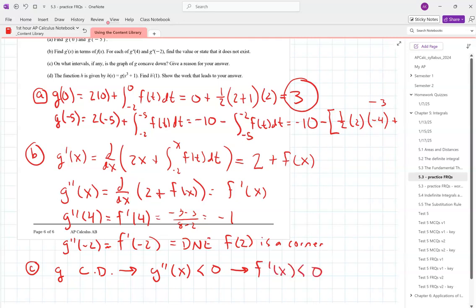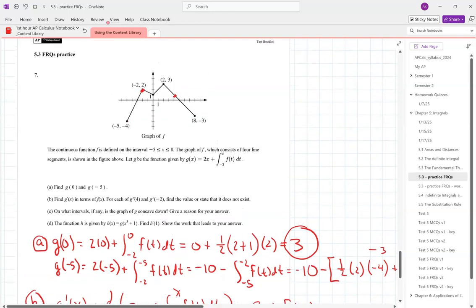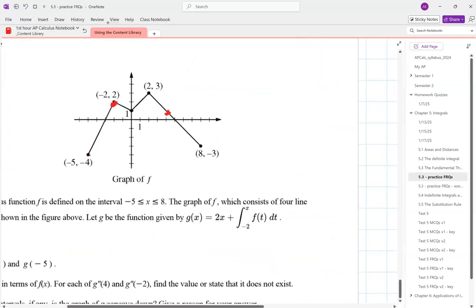So when g double prime, we know, is the same as f double prime. So now we're just looking for where f is decreasing. So if I go back to my graph, what intervals is f decreasing on? Well, this one from negative 2 to 0, and this one from 2 to 8.